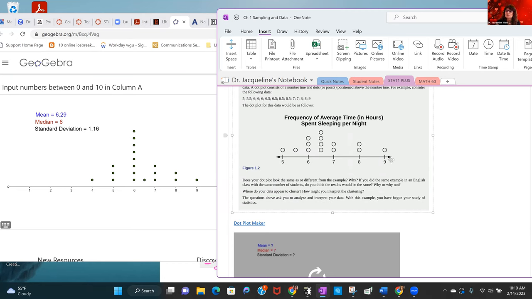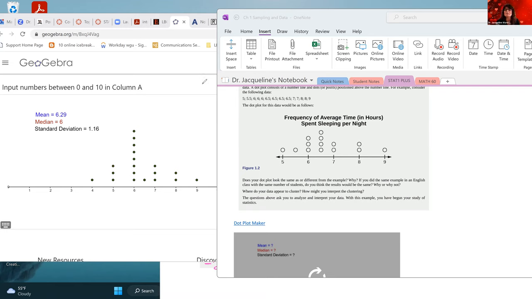But what about in a more general kind of way? If we're looking at the trend, how much do college students on average spend sleeping? Then what do you think? Do they look kind of similar? And the thing is, we're so used to in math, like there's one specific answer. You know what I'm saying?